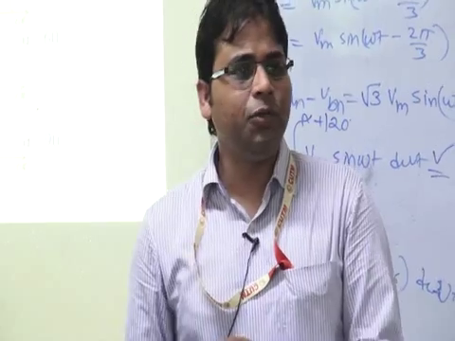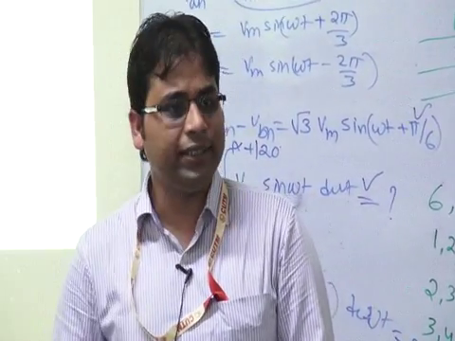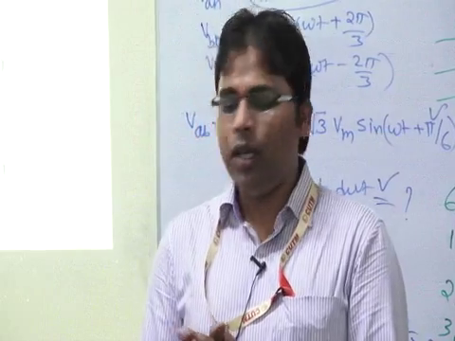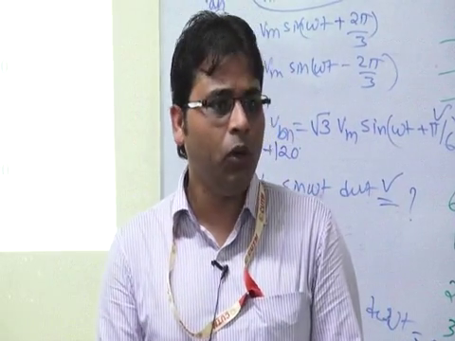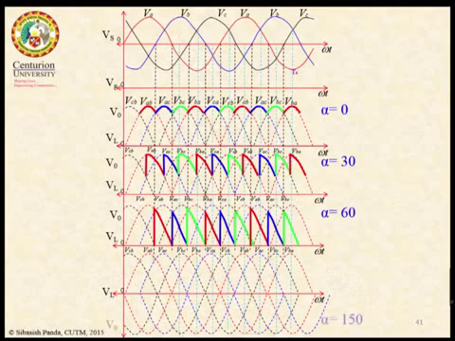We will validate this when we derive the output voltage wave equation. At alpha equal to 90 degree, what should be the output voltage? Next we will see alpha equal to 150. Alpha equal to 150 means omega t is equal to 210. Where is my 210? This is 180 plus 30. So here is my 210.